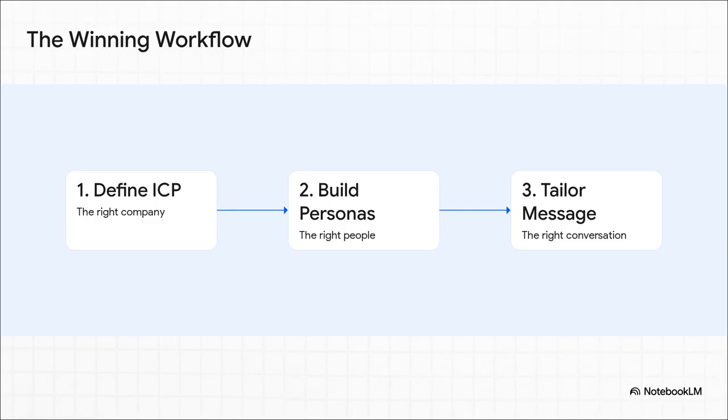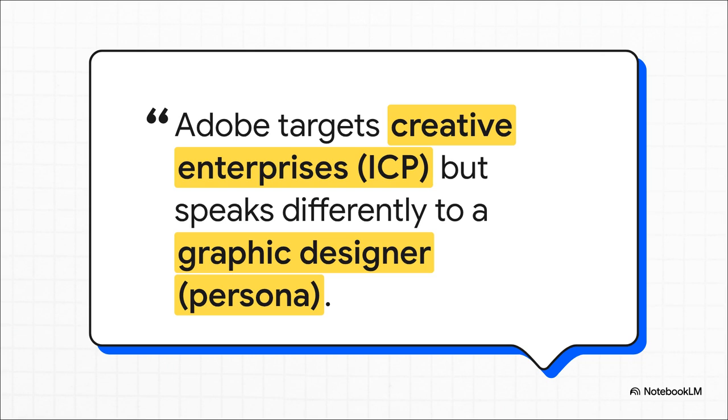You start with the ICP to find the right companies. Simple enough. Then, inside those companies, you build out your personas to understand the right people. And finally, you use all those juicy persona insights to tailor your message, making sure you're having the right conversation every single time.